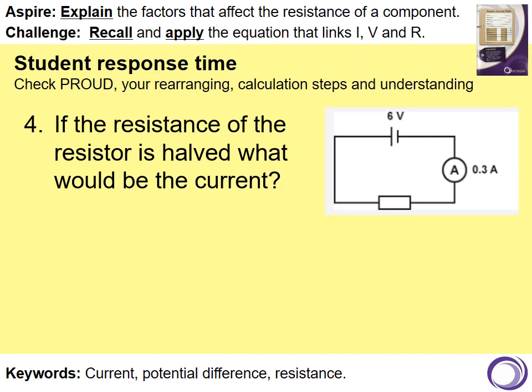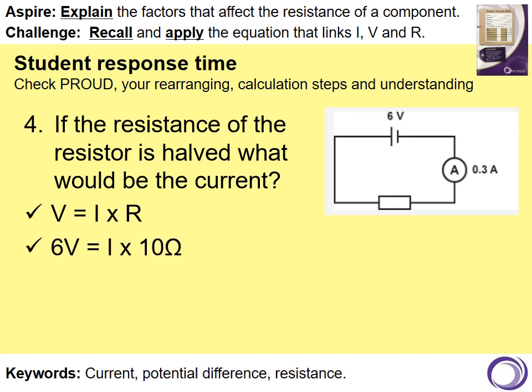Okay, so the general pattern would be if you're decreasing the resistance, so if the resistance of the resistor is halved, you're decreasing the resistance, which means that you're allowing more current to flow through the circuit. Now, from the previous question, we know what the resistance would be. So we've got 6 volts and we've got 0.3 amps, but we're trying to work out what's going to happen to that amperage when we decrease the resistance.